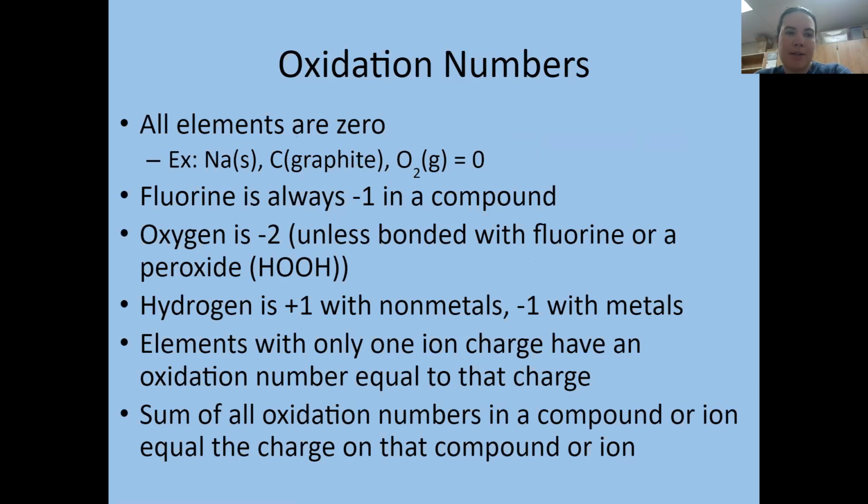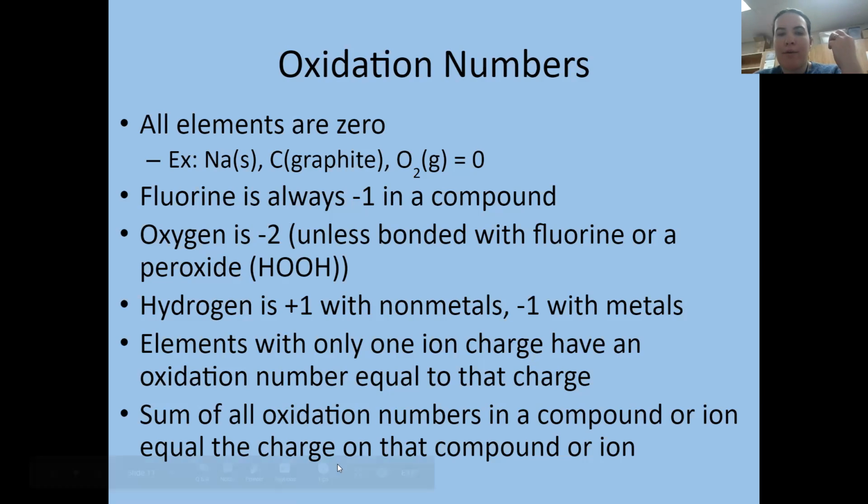In compounds, fluorine and oxygen, as well as the metals that only have one charge, those ones tend to always be the same. Some elements, like the transition metals, can change, and some of the nonmetals, if you look at your periodic table that has the charges, some of the elements have more than one number. If that's the case, you use the other elements in the compound to figure out what it is.